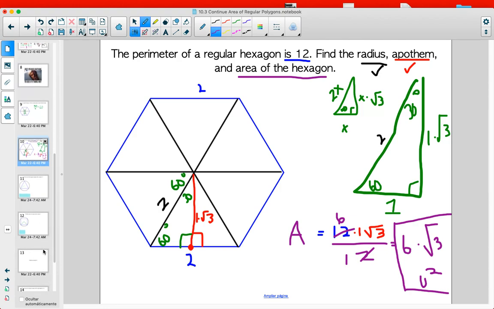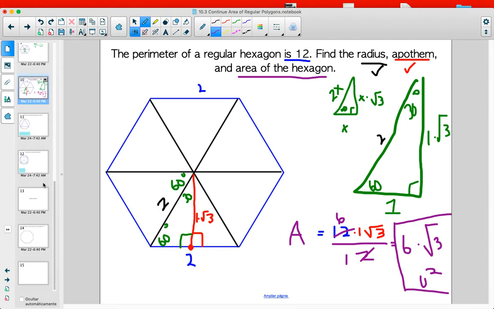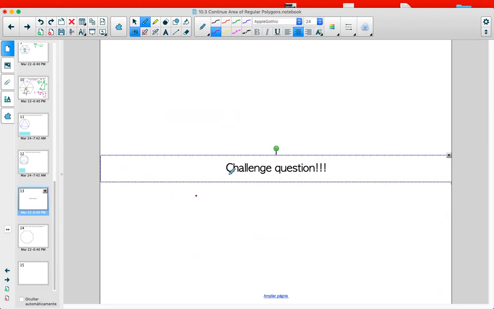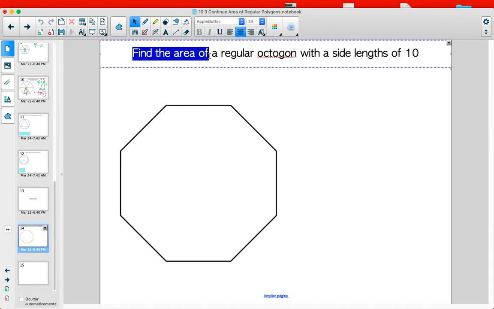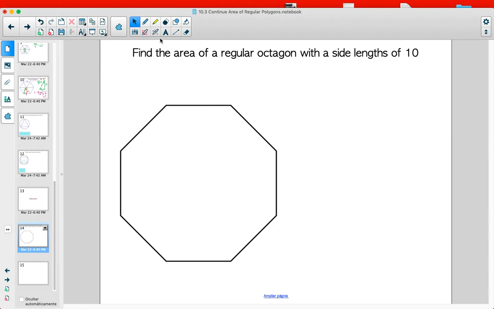Okay. All right. Let's see. I'm going to show you one more. This one's going to be a really challenging question. It's going to be tough, but I want you to hang in there. So we're going to try it together. Find the area of a regular octagon with a side length of 10. Feel free to pause the video, figure out what you need to find, and feel free to look back in the video, and then come back here. This is going to be the last thing that we do. All right. Let's go ahead and try it all together.